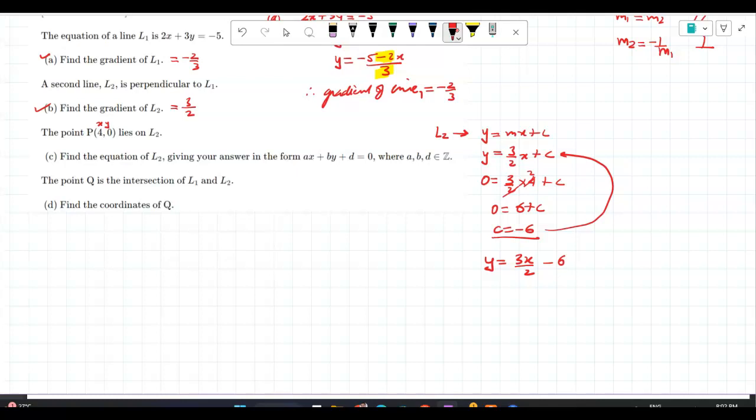But you have to get it in this form. They're saying to write it in ax plus by plus c is equal to 0. So what will you do? Take the LCM and cross multiply. 2 is the LCM. 2y is equal to 3x minus 12. Transfer all terms to one side: 0 is equal to 3x minus 2y minus 12. That's your part C.